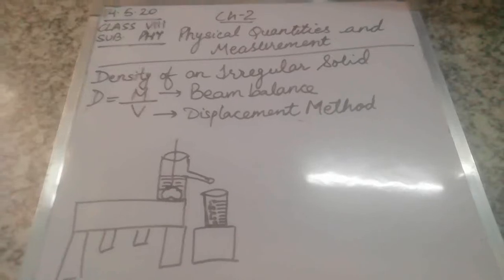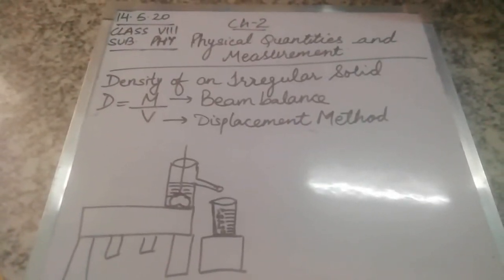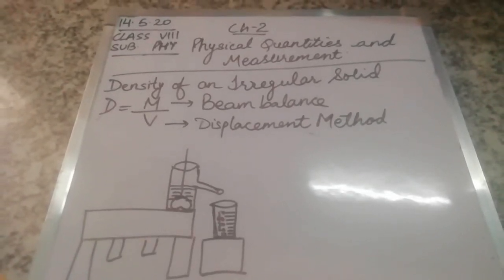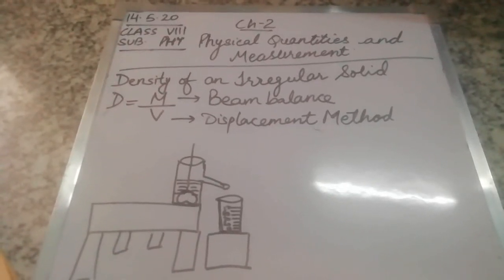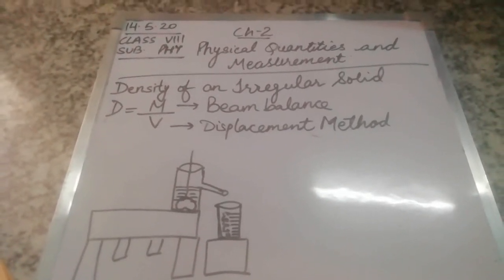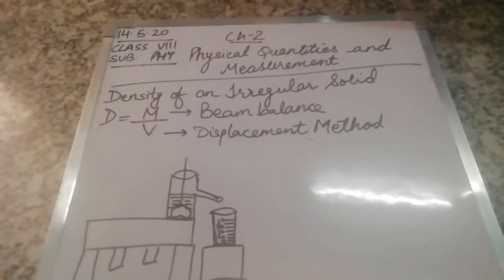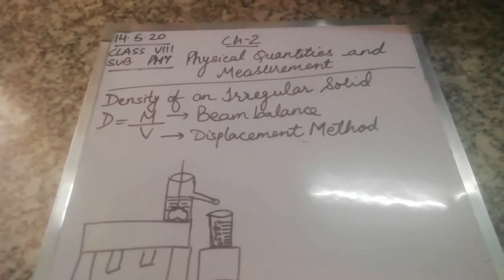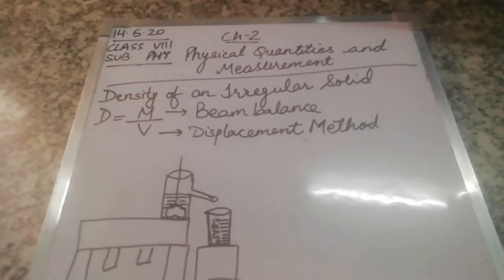So how do we find the density of an irregular solid? Because to find the density we need the mass. Mass we can find easily by the beam balance or the physical balance. But what about the volume? To find the volume we have formulas. But how can we find the length, breadth or height of a stone piece whose dimensions are not measurable? So how can we find the volume of an irregular solid? There is a method called the displacement method to find the volume of an irregular solid.